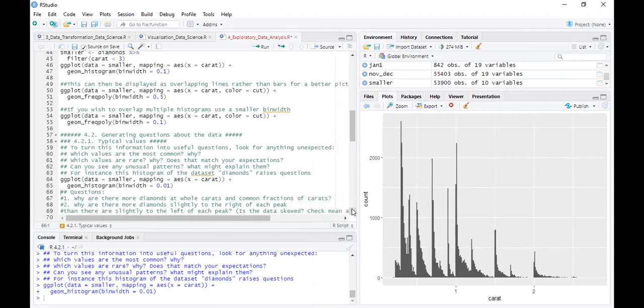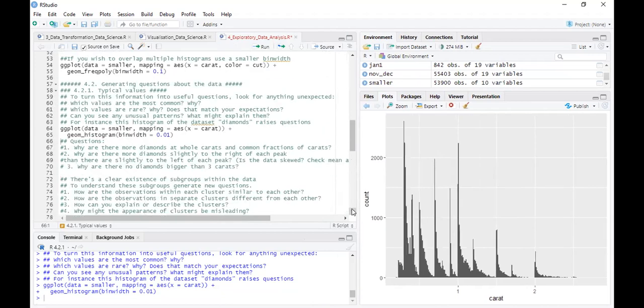So I have posed some questions in here within the script for you. For instance, why are there more diamonds at whole carats and common fractions of carats? For instance, if we look at carat 1, we can see a big count, and then as it goes into the fractions, it becomes less and less, say 1.1 and so on, 1.2, until it gets to 2, it gets less. Why is that?